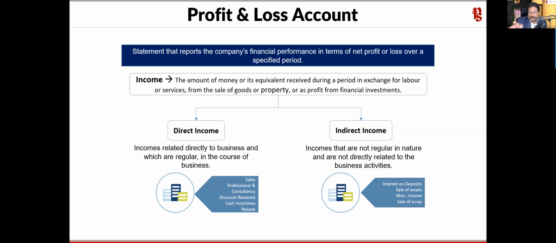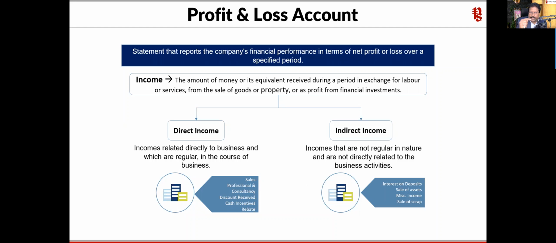It is as good as selling your normal product, but it is not a regular activity. That is why you are putting income on sale of asset as part of your indirect income. So 15,000 is the income minus the cost of 12,000. So 3,000 is the profit that you have made on sale of asset. That is your indirect income, right?